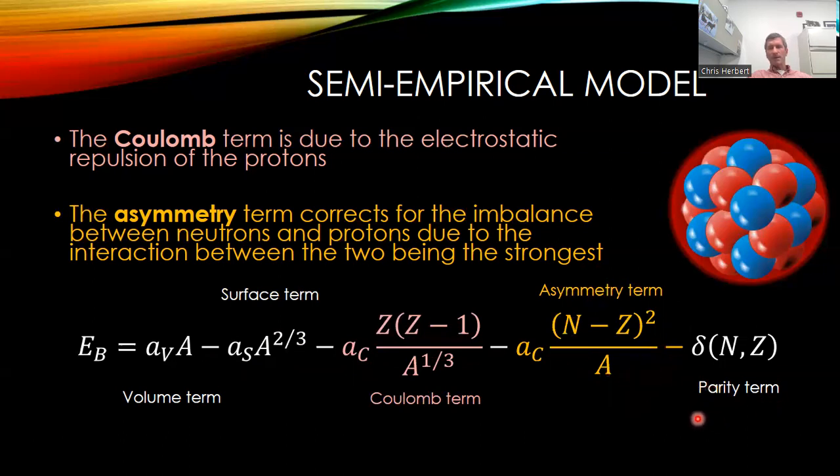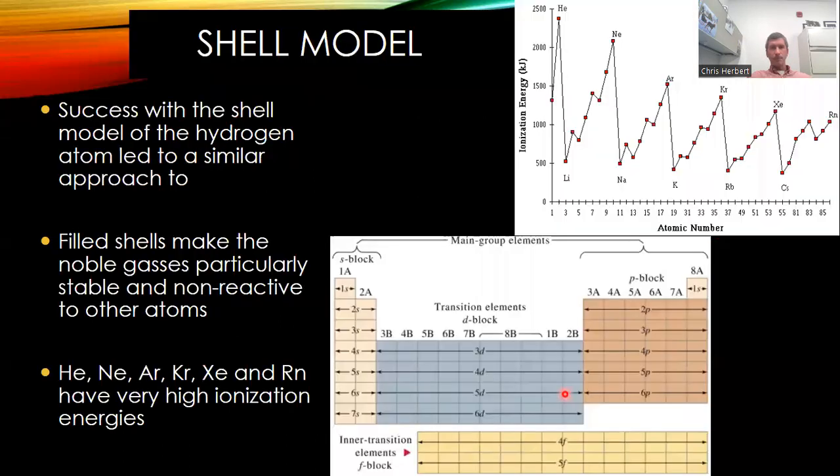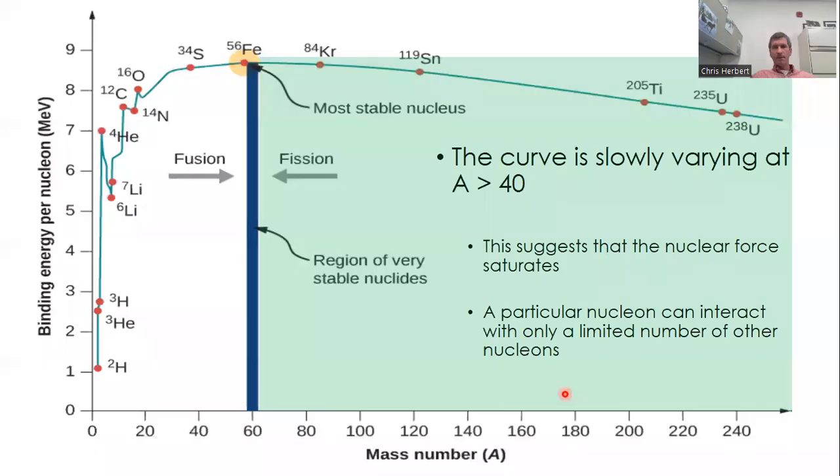Now, the parity term is basically the ability to pair neutrons and pair protons. We'll go back to this. This is somewhat effective in describing what we see here.